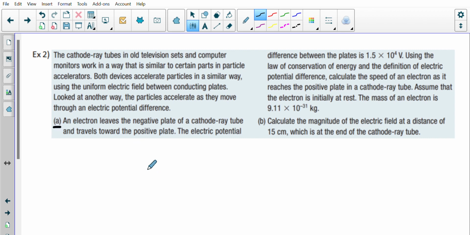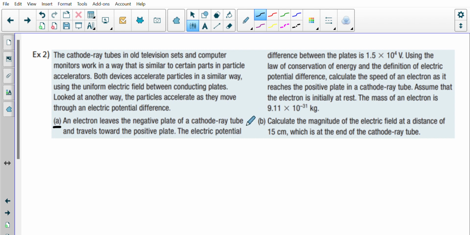So it says, an electron leaves the negative plate of a cathode ray tube and travels toward the positive plate. All right, the electric potential difference between the plates is 1.5 times 10 to the power 4 volts. Using the law of conservation of energy and the definition of electric potential difference, calculate the speed of an electron as it reaches the positive plate in a cathode ray tube. Assume the electron is initially at rest. The mass of an electron is 9.11 times 10 to the negative 31 kilograms.